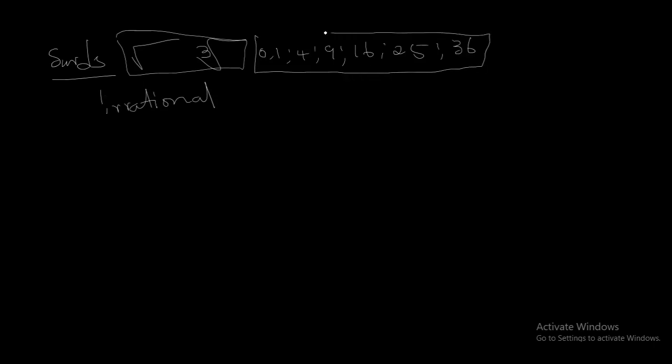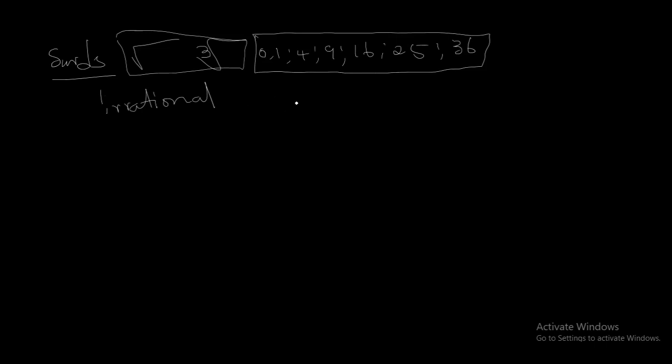Now, I think we need to start somewhere. We need to start with the square numbers. What are the square numbers? It's 0, 1, 4, 9, 16, 25, 36, 49. You can list them. So these are the square numbers. Now, why do we call them square numbers? Because if we apply the square root on them, we are going to get a rational number.